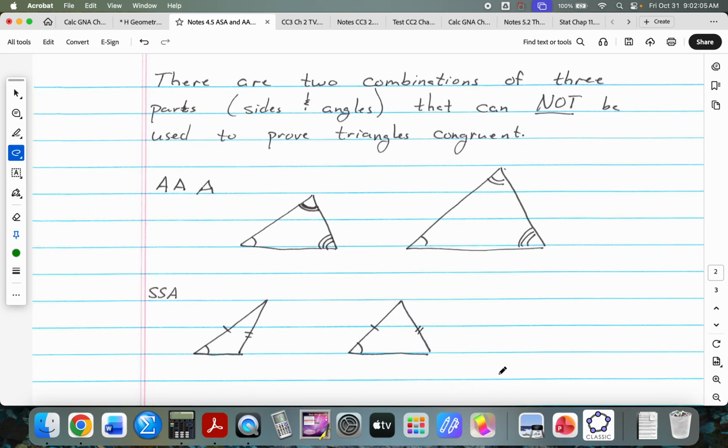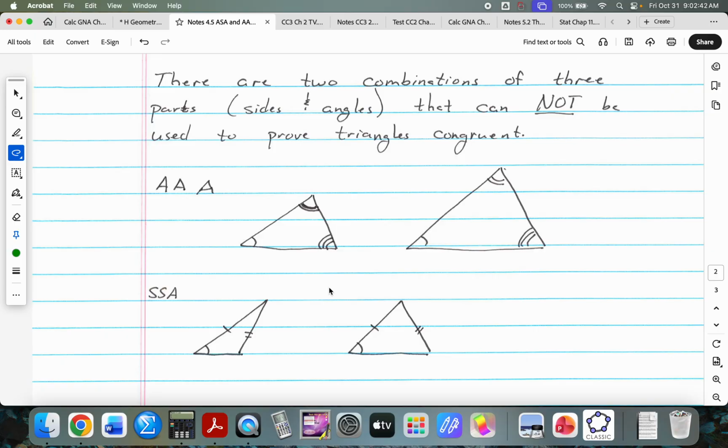I was asked this, and it's a good question. There are two combinations of three parts that cannot be used to prove triangles congruent. They are angle, angle, angle. You can't use that to prove the triangles congruent because even if the angles are the same, might one triangle be a lot bigger than the other one? Yeah. These two triangles are going to be similar to one another. Same shape, but not necessarily the same size.